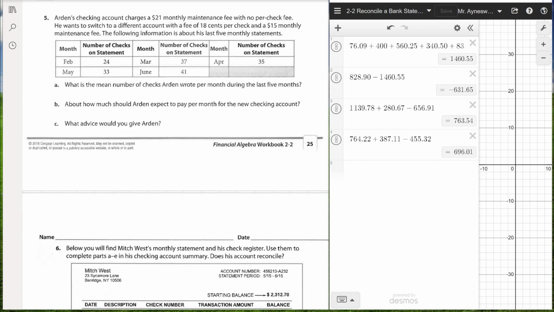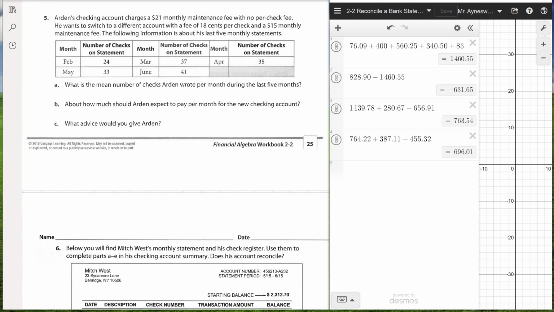So number 5, Arden's checking account charges a $21 maintenance fee with no per check fee. There are different fees associated with checking accounts, as you're going to find out. He wants to switch to a different account with a fee of 18 cents per check and a $15 monthly maintenance fee. So it has a lower maintenance fee by $6 per month, from $21 to $15.